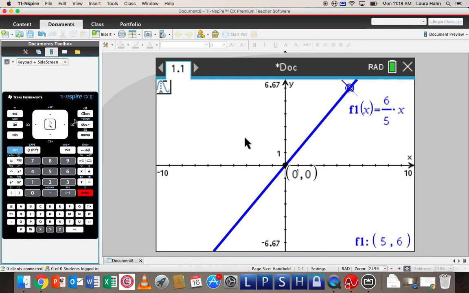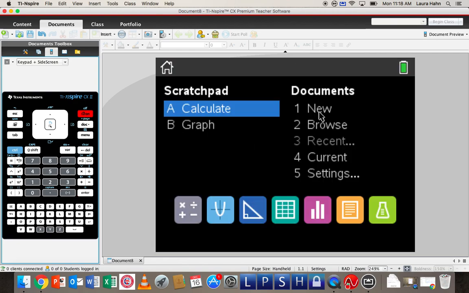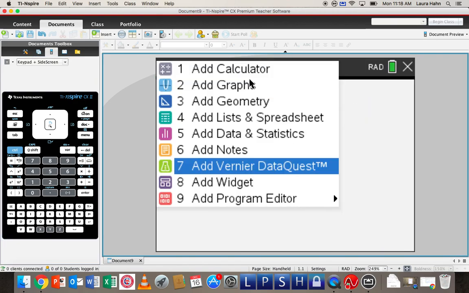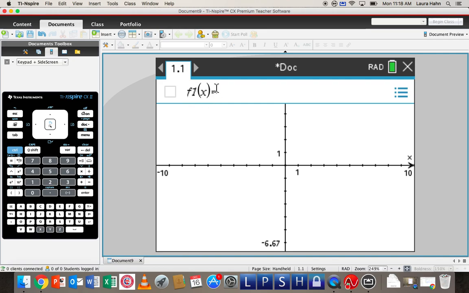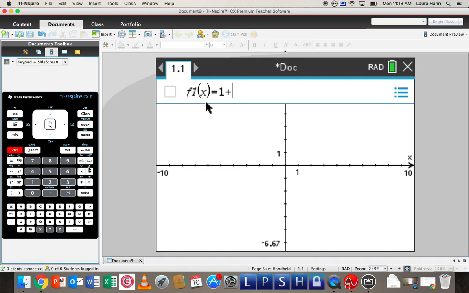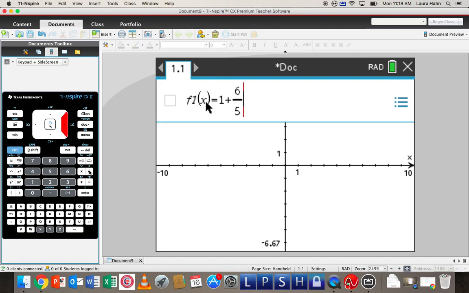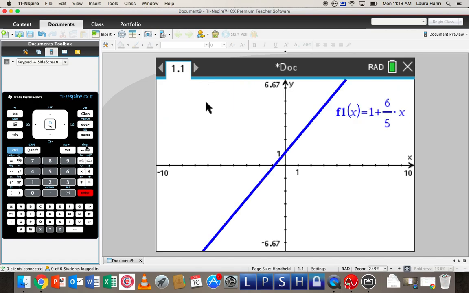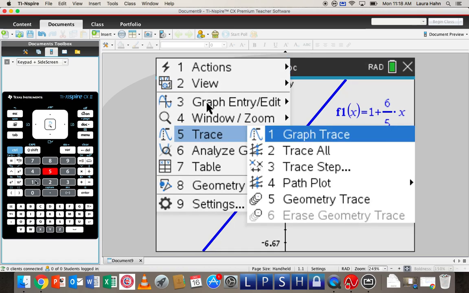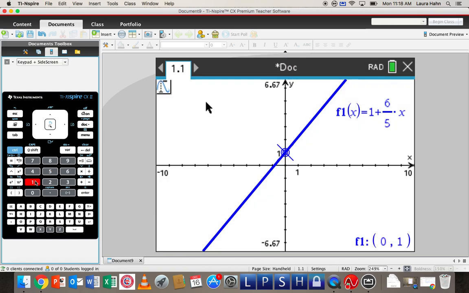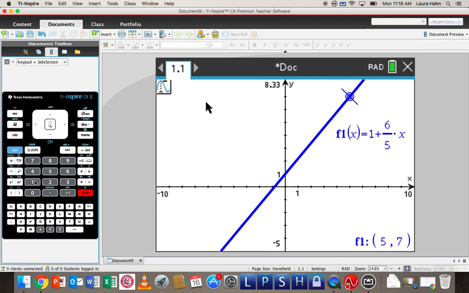All right, so by default, we know the answer is D now, but let's go ahead and type it in just for practice. So this already means y equals, so I'm going to type in 1 plus 6 over 5 x. Menu 5, 1, jump to the x, so the x for my point is 5. (5, 7), there it is. That's what I was looking for, so I know the answer is D.